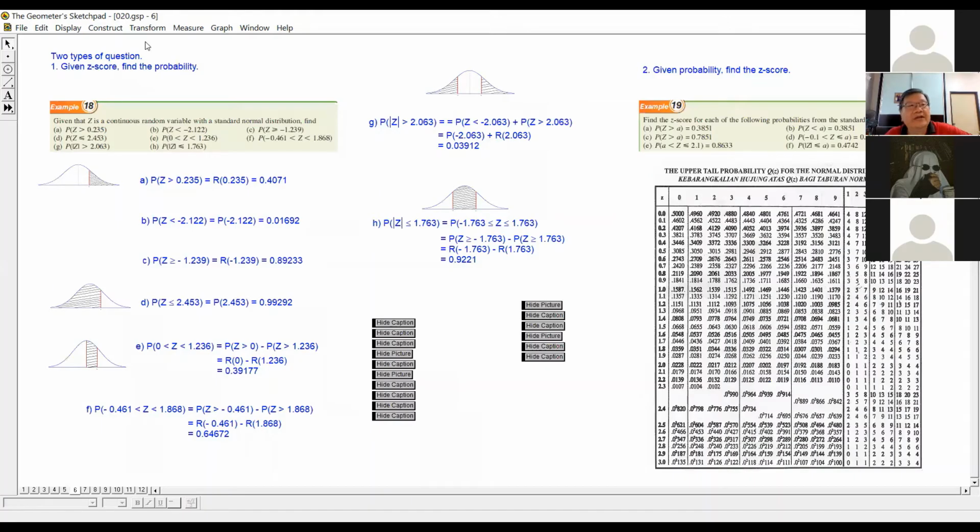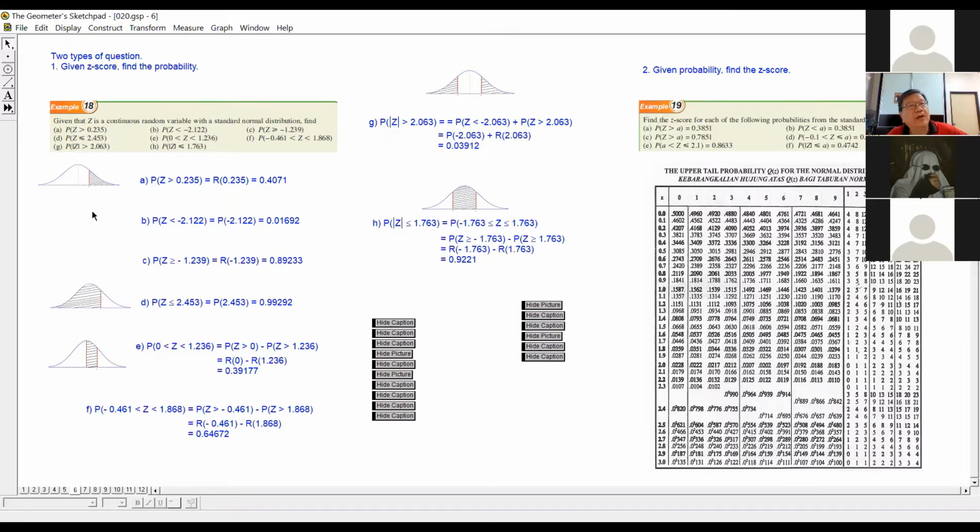Now this is the example from the book. There are two types of question. The first type of question is they give you the value of z. They want the probability of z greater than 0.235. So the graph looks like this. This is the z distribution, and the 0.235 is on the right hand side, and they want the probability greater than this. So this one you can use the calculator.